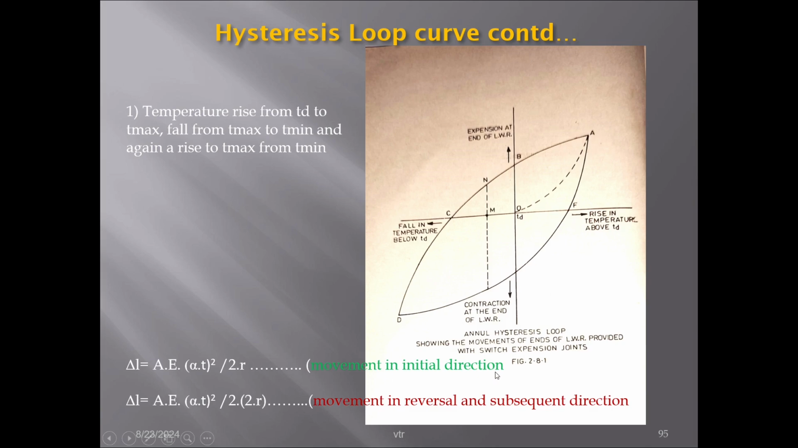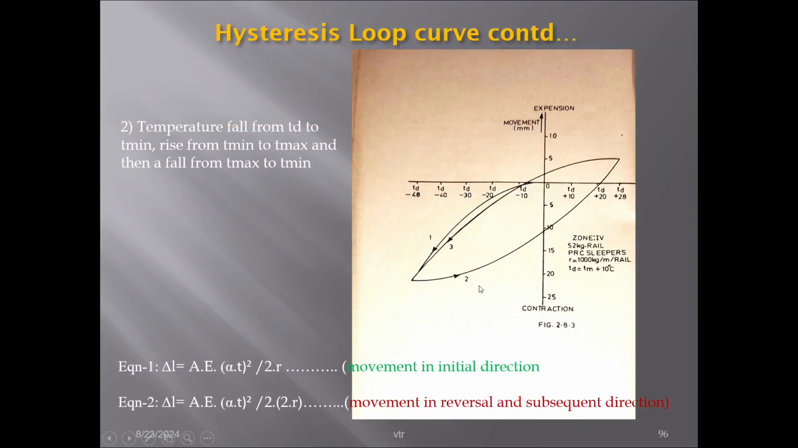This is movement in the initial direction, and for all subsequent movements we are using the second formula. That means in place of R we are putting double the resistance, that is, movement in the reverse and subsequent directions. Okay, this is one method, and another method.